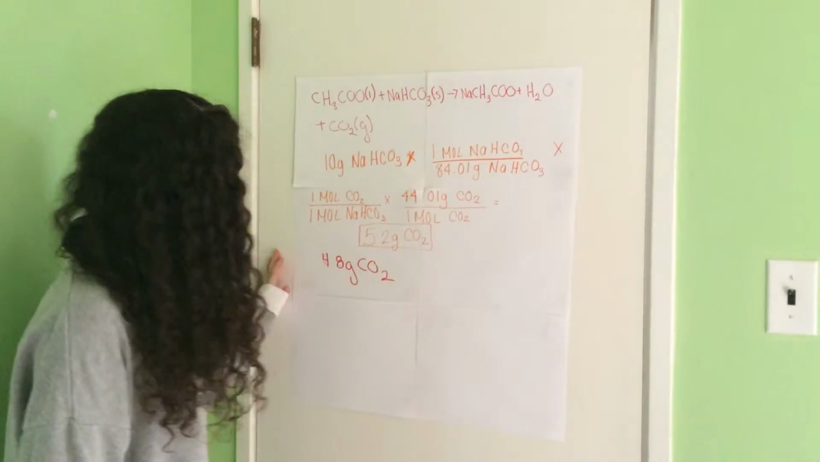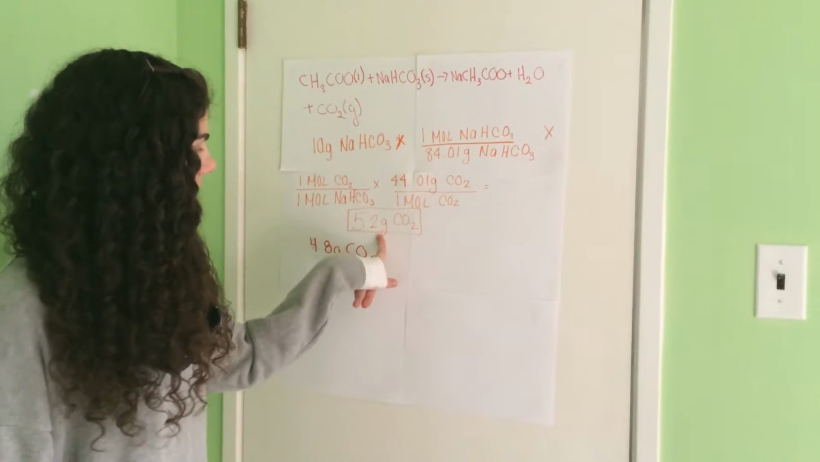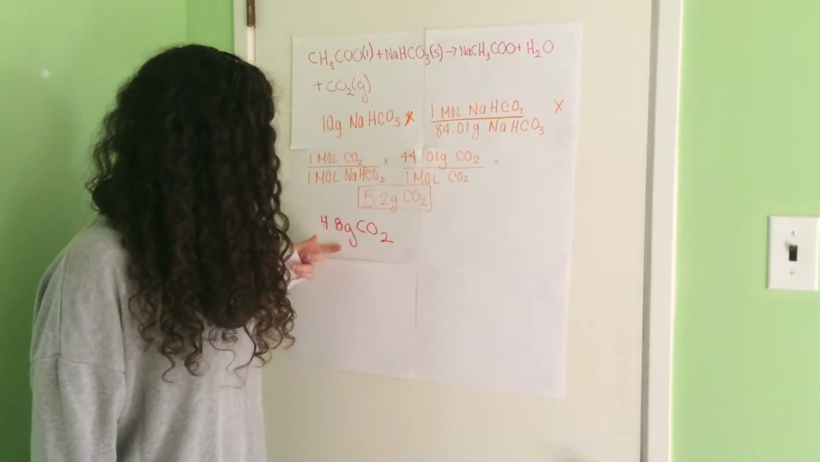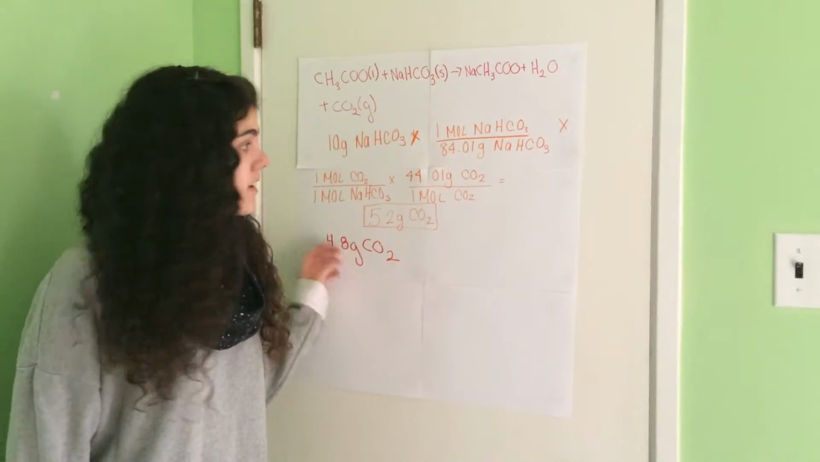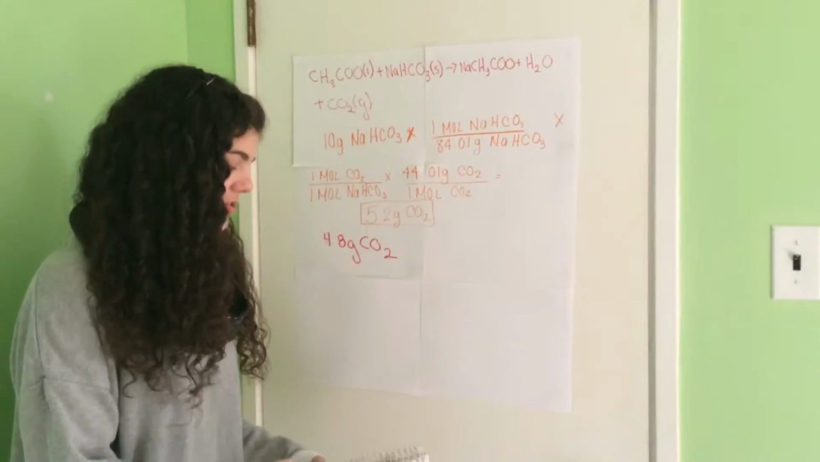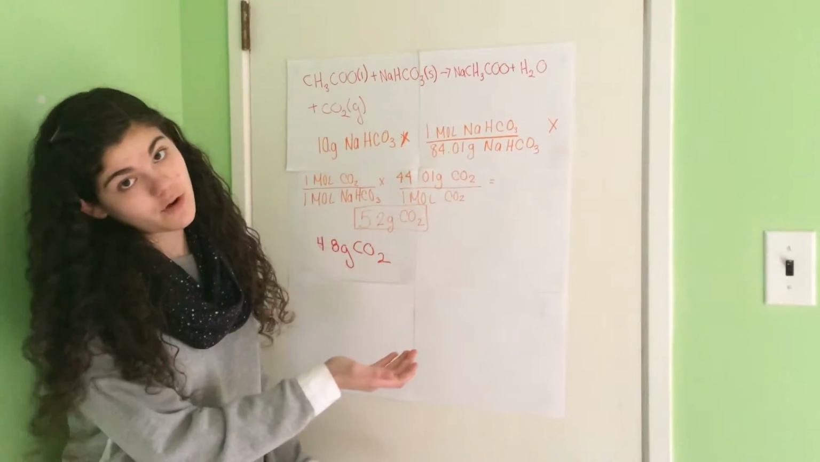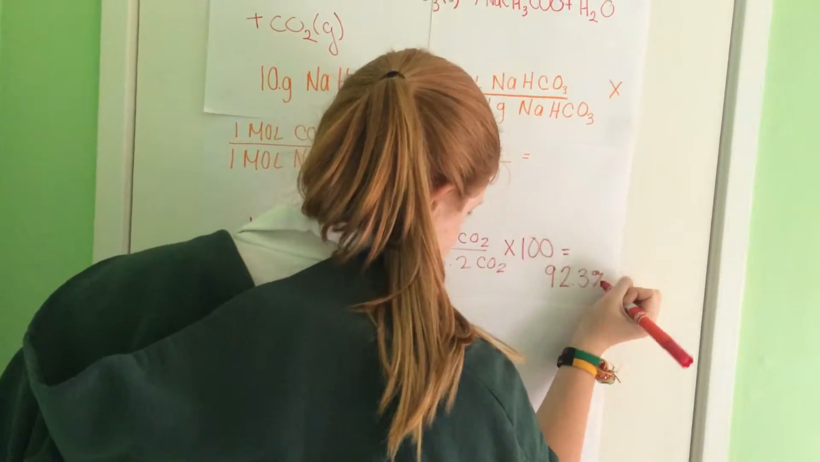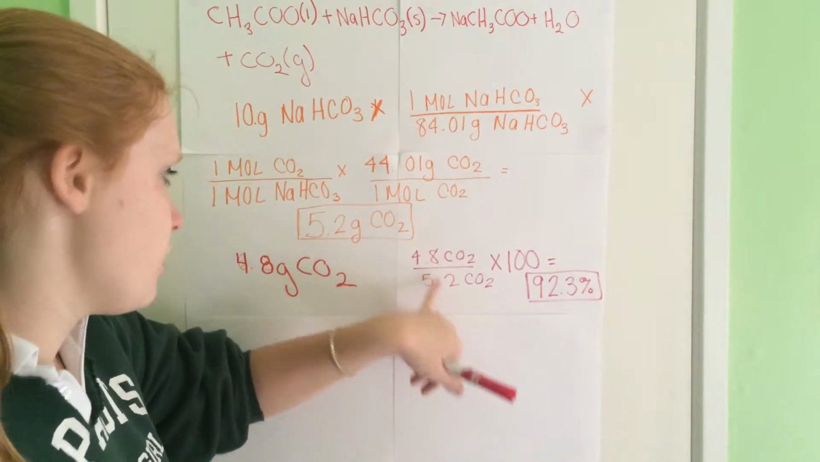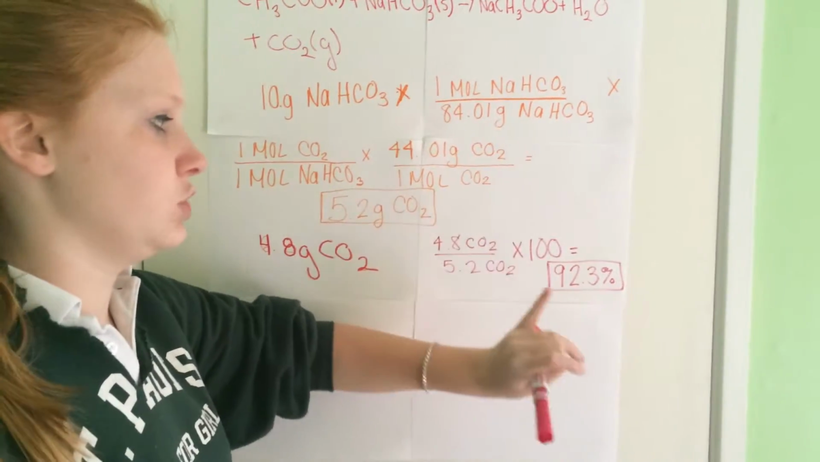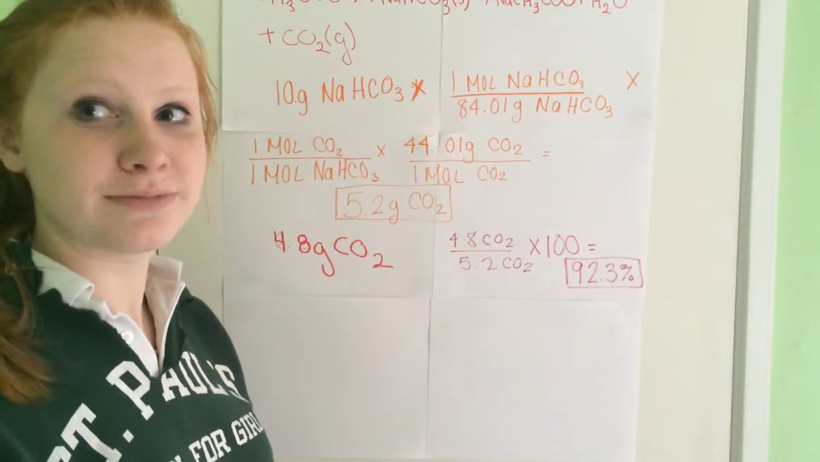Okay, so let's say instead of 5.2 grams of CO2, we actually got 4.8 grams of CO2. We're going to get Miss Killifer again to do the math and show us what the percent yield of our problem would be. Put the actual yield over the theoretical yield, and I times that by 100, and I got 92.3%.